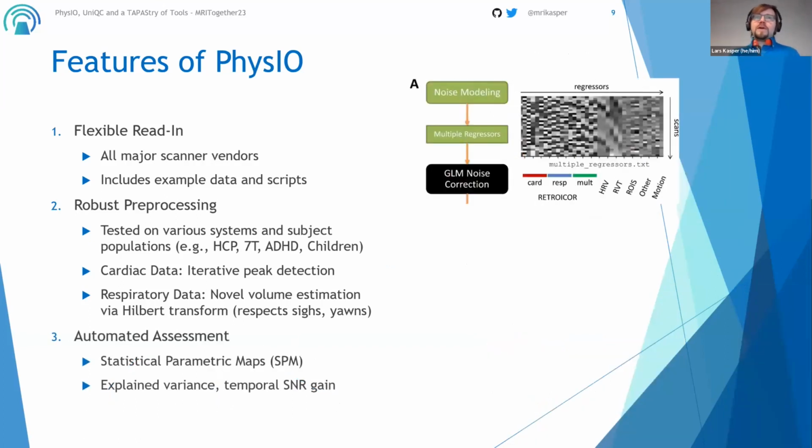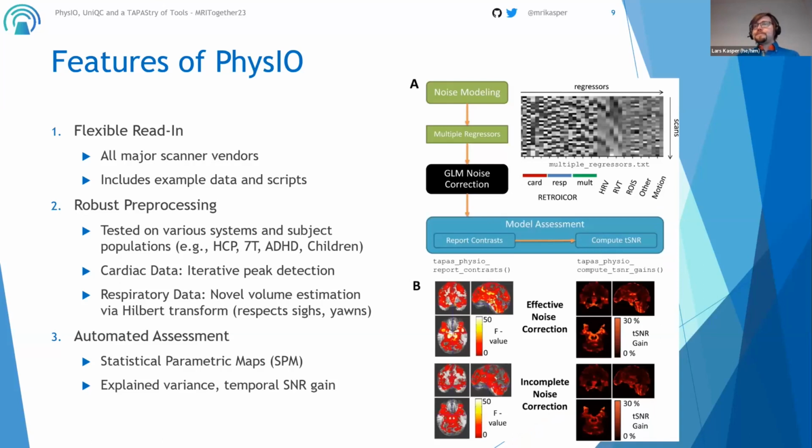And the third feature of PhysIO that we found important was the assessment and automation to check whether the resulting noise models are actually working and how effective they are. So basically, after providing a regressor matrix text file, we utilize a generated linear model within SPM to report the denoising performance and can create maps of the explained variance or the tSNR, the temporal signal-to-noise gain, by incorporating these models.